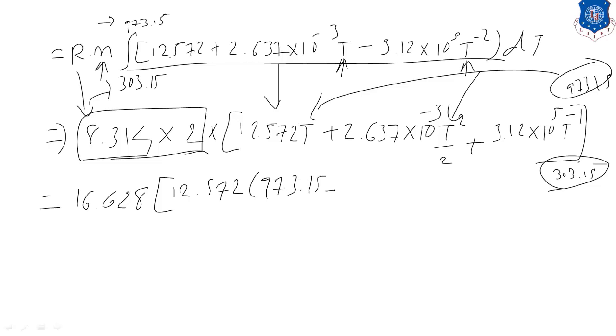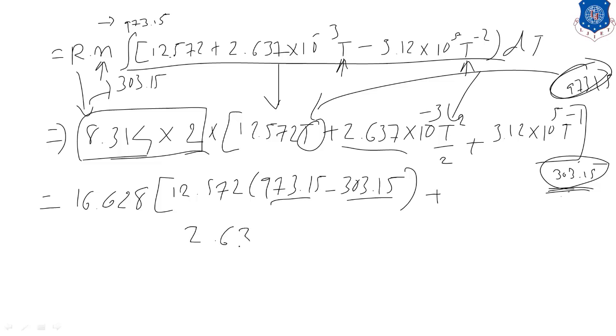973.15 minus 303.15. So using this upper limit minus lower limit, upper limit which is 973.15, so write 973.15, then lower limit which is 303.15, so write 303.15 plus value of this which is 2.637 multiplied by 10 raised to minus 3 T square by 2.